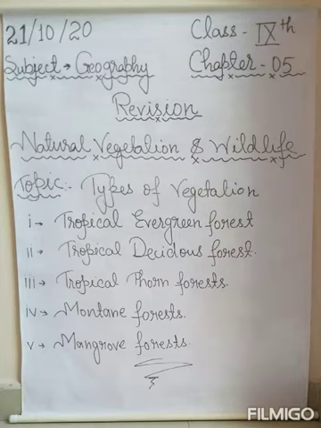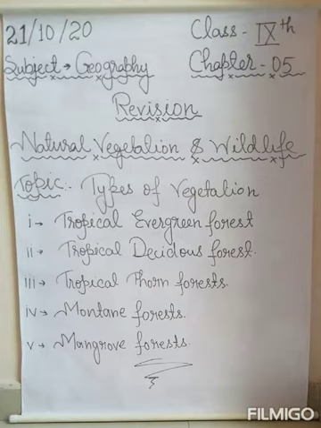So students, tropical evergreen forests are found in heavy rainfall, near about 200 centimeter areas of the Western Ghats and the island group of Lakshadweep, Andaman and Nicobar, and upper parts of Assam and Tamil Nadu coast. And the trees which grow in these regions reach great heights, up to 60 meters or even above.